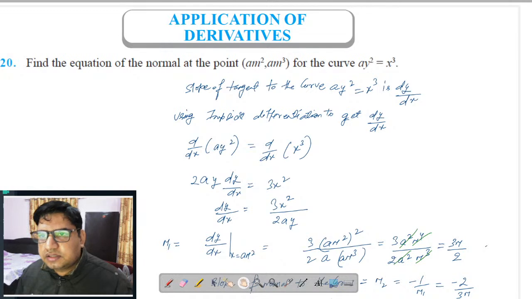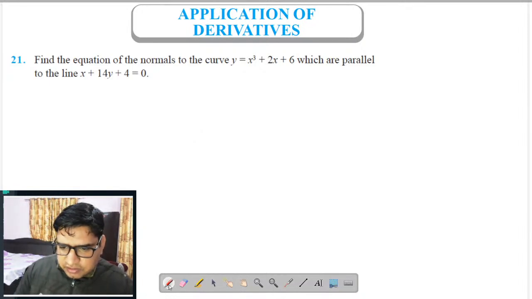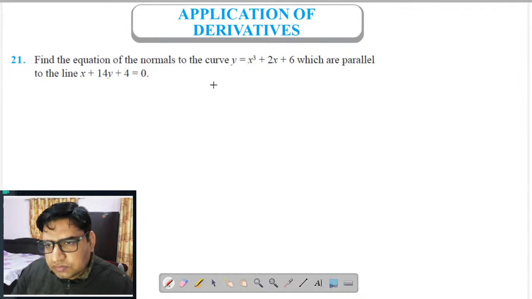Okay, find the equation of normal to the curve which is parallel to the line. The equation of normal to the curve is parallel to this line. When two lines are parallel to each other, they will have their slopes equal. So slopes of the lines are equal. We'll simply use that part when the two lines are parallel.